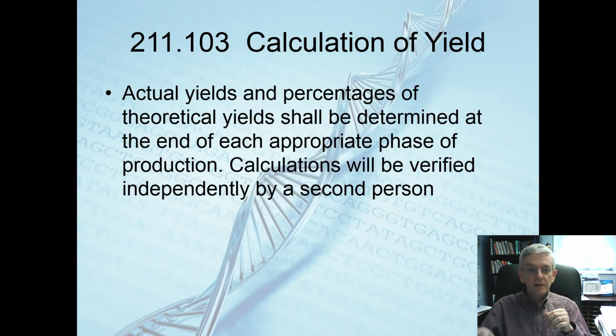Calculation of your yield. Actual yields and percentages of theoretical yields shall be determined at the end of each appropriate phase of production. You define what's appropriate, and you have to look at it and say, where does it make sense that I need to understand what the yield is on a particular set of steps beforehand? Those calculations verified independently by a second person.